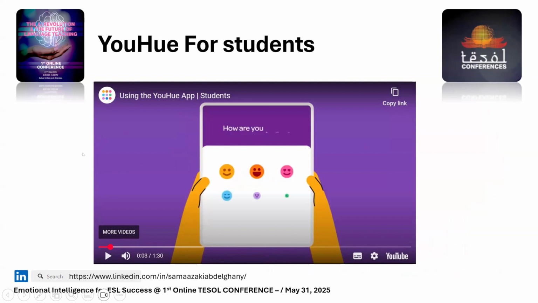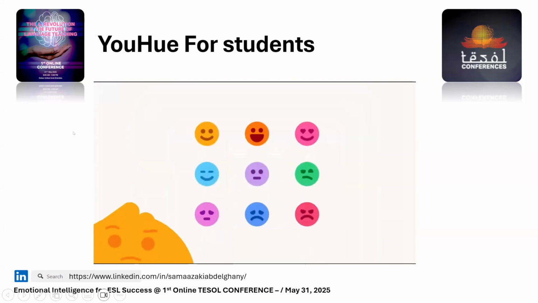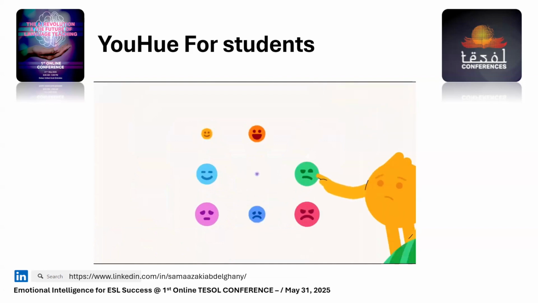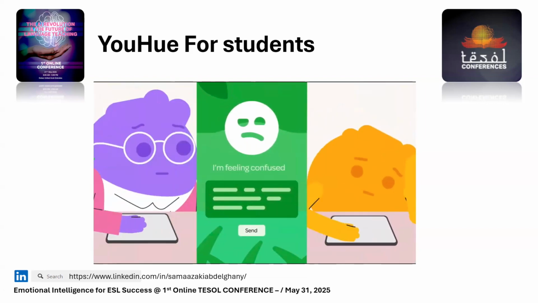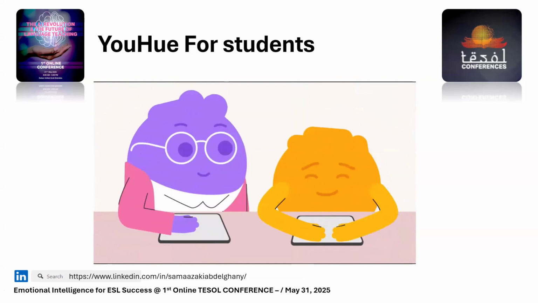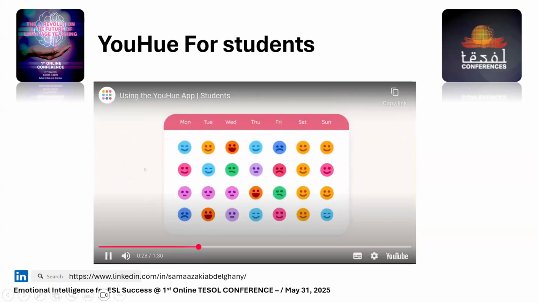Just a quick video to show how a student can use YouHue as well as a teacher. YouHue is your best friend for taking care of your emotions. It's simple to use. Take a moment. Think about how your body and mind feel. Choose your mood and write a note about why you feel that way. This way, your teachers can understand how you're feeling and offer extra support when you need it. You can track how you're feeling over time and spot any patterns. You might notice that you feel happier on the weekends or more anxious before big tests.